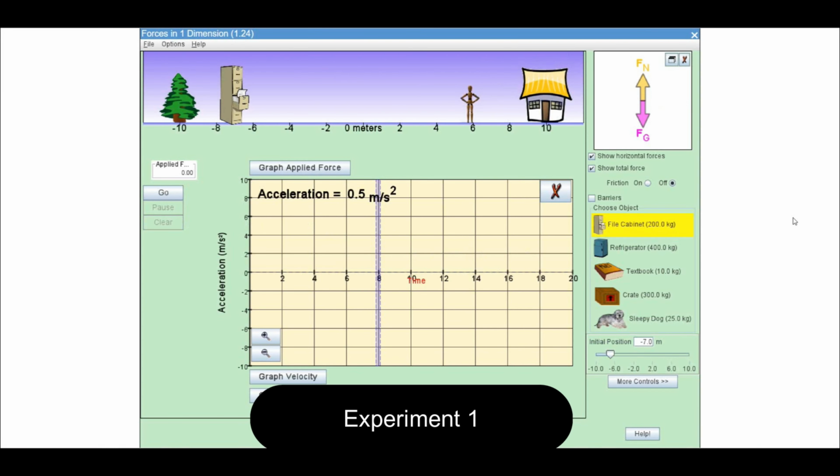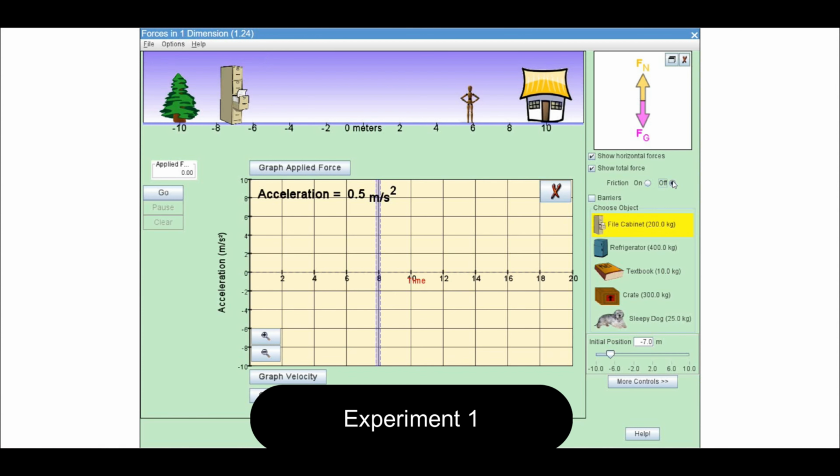I will show the procedure of the project. In this project, we investigate Newton's second law, also known as law of inertia. Firstly, you must open the simulation of forces in one dimension. For both experiments, friction will be turned off.